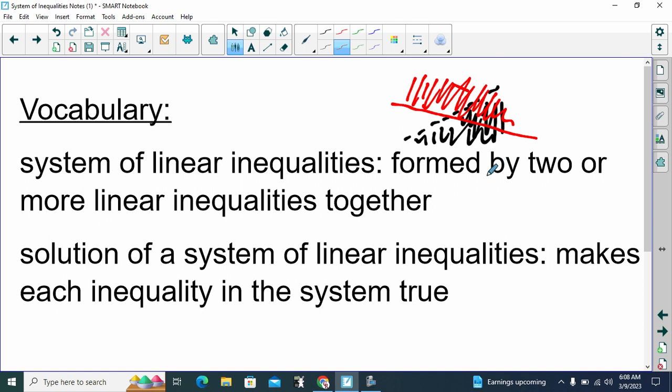Remember with the system of equations, we graphed the lines and then we saw where they crossed. We're still doing that. We're graphing and shading and seeing where they cross. And where those two things cross, that's our final answer. So this blue area right here is where those two shadings overlap with each other. That's what we'll be looking for.